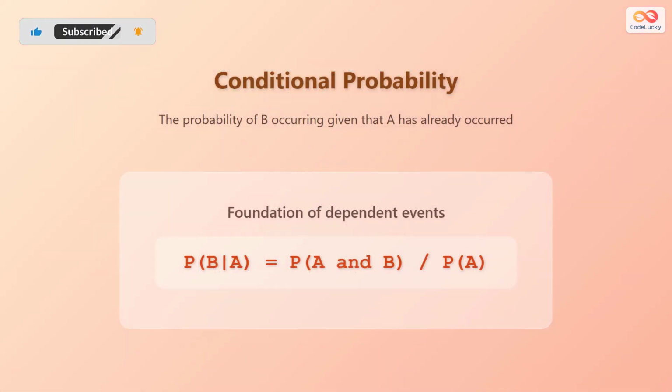Conditional probability is the probability of event B occurring, given that event A has already occurred. This is the foundation of dependent events. The formula for conditional probability is probability of B given A equals probability of A and B divided by probability of A.